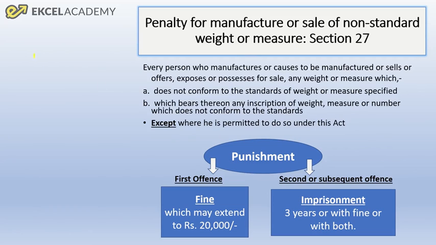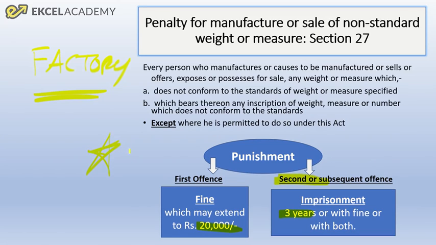So we have a factory and they are doing something where it is not a standard weight and measure as per the Act. So here, whoever is running the factory, their punishment is up to 20,000, and for second time same mistake you do, up to 3 years. So this is also important. You need to remember for exam.